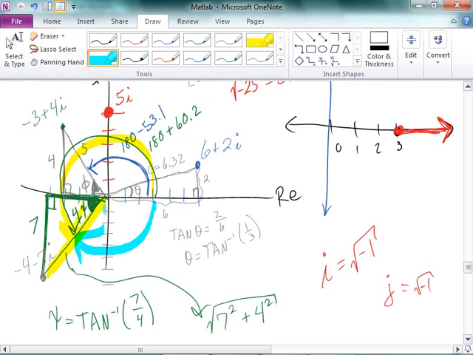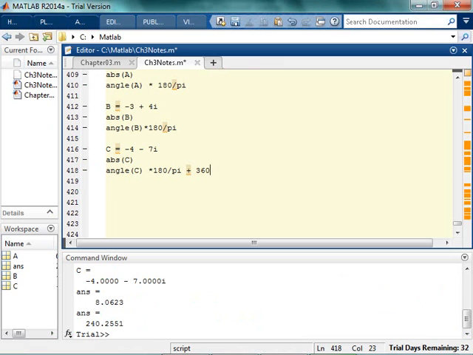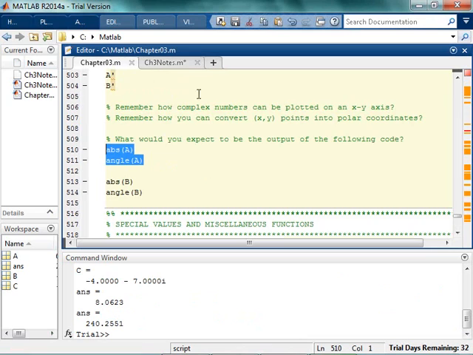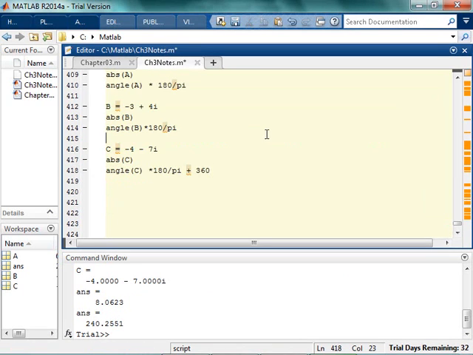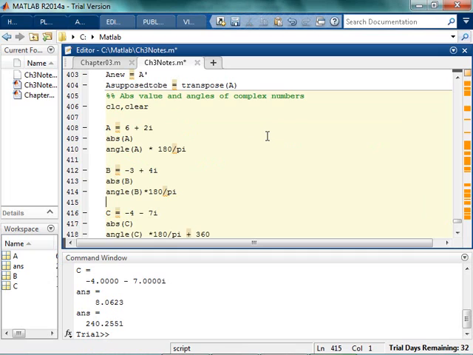So I could have said that this one was negative 180 plus 60.2. Anyway, that would have given me the same answer as well. But anyway, that should theoretically give you an idea of what we're looking at here. And I think that's all we really need you to know how to do. But that should be a good start for your complex numbers.